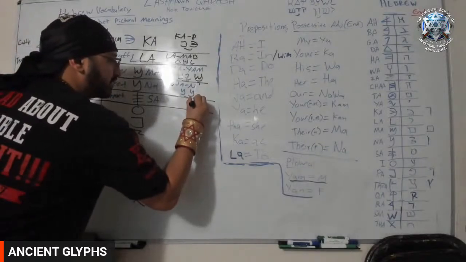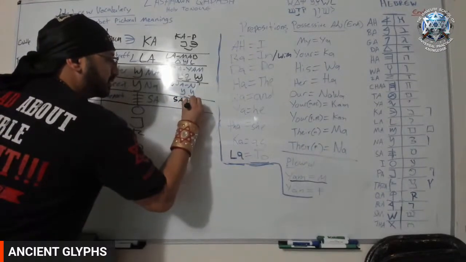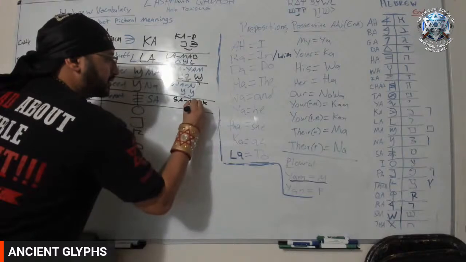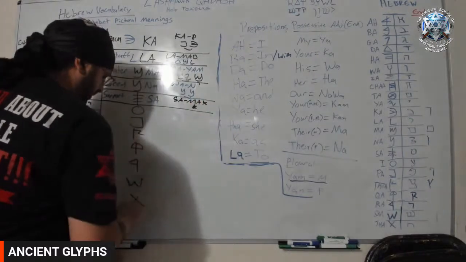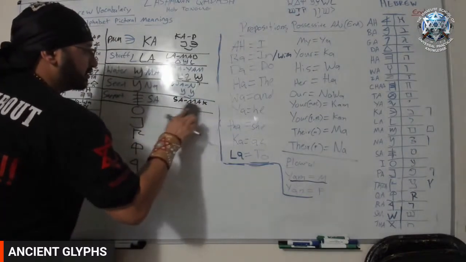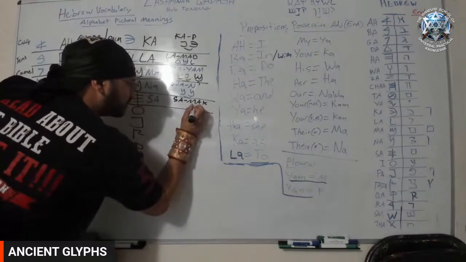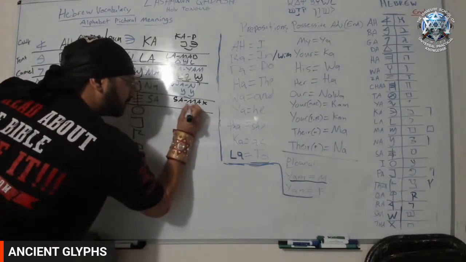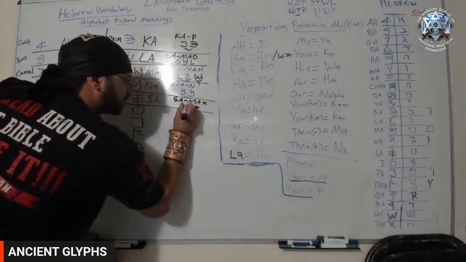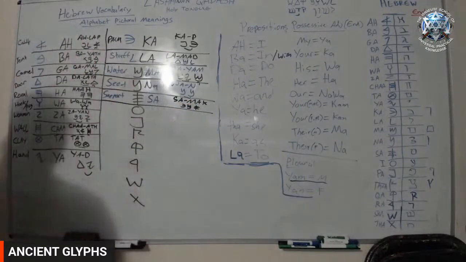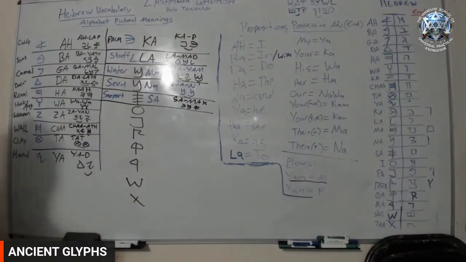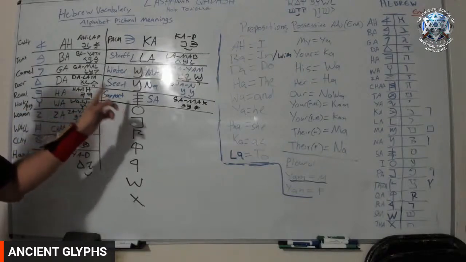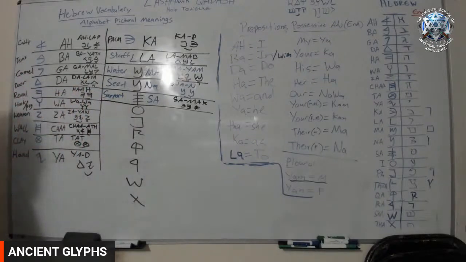Samak. Trying to write these characters small is difficult. Samak, which means support. Now, there's a scripture that says, was it a threefold cord can't easily be broken? And that's what this reminds me of.